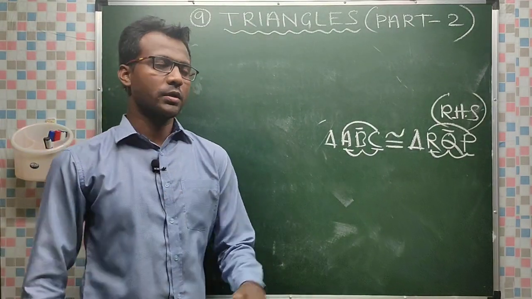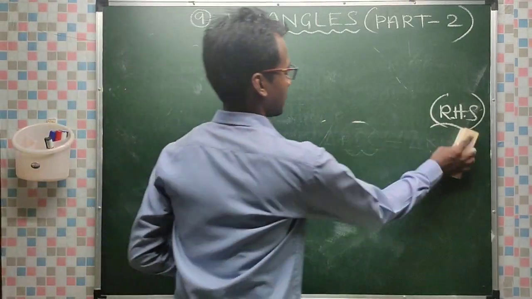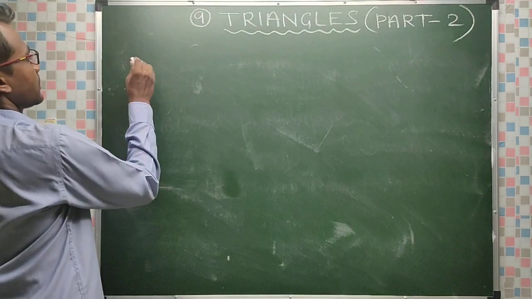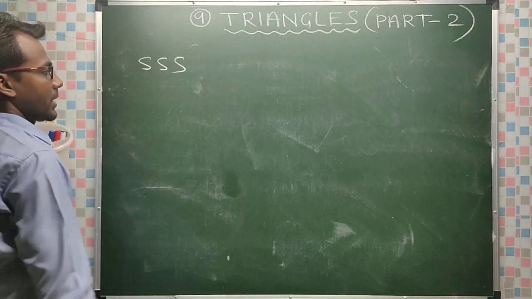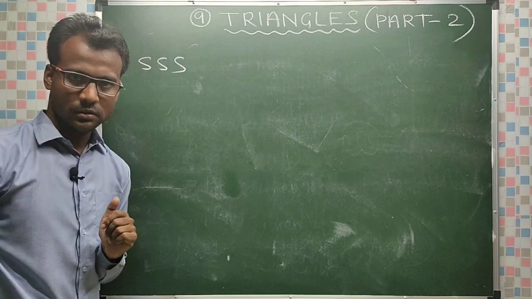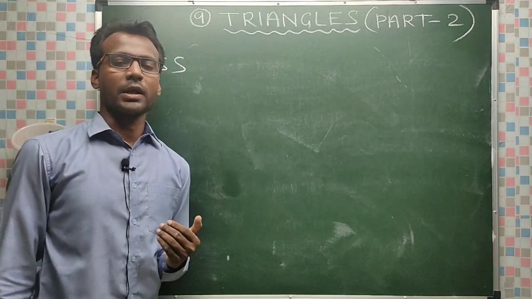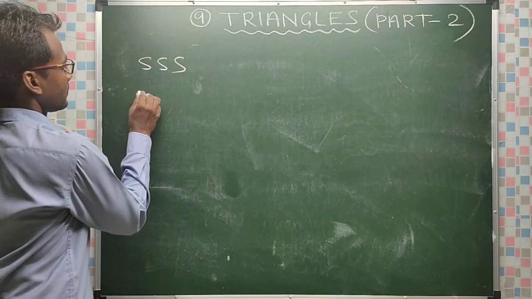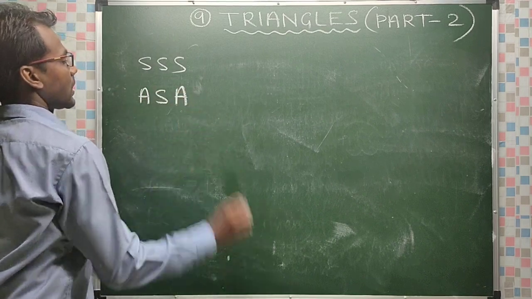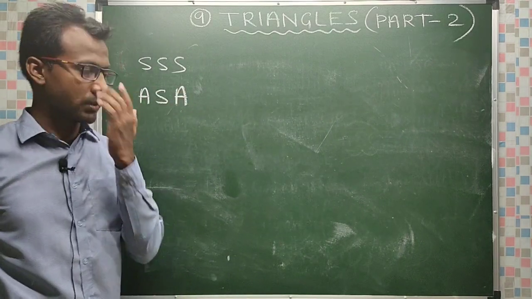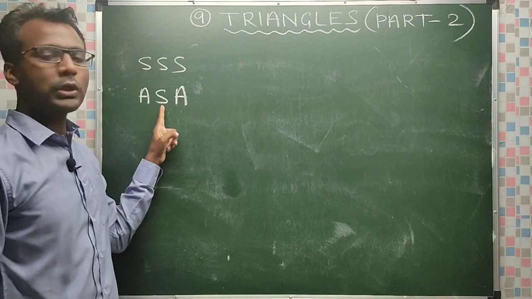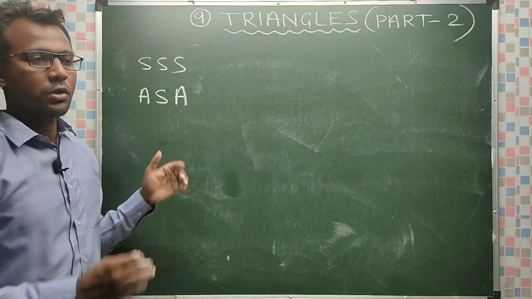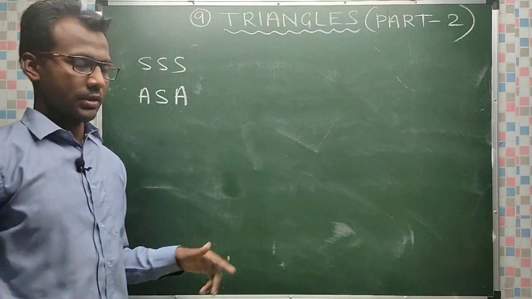These are very important. First one is the SSS postulate, means side, side, side. If 3 sides of one triangle are equal to 3 sides of another triangle, then the 2 triangles are congruent. Next is ASA, angle side angle. It means if 2 angles and the included side of one triangle are equal to 2 angles and the included side of another triangle, then the 2 triangles are congruent.